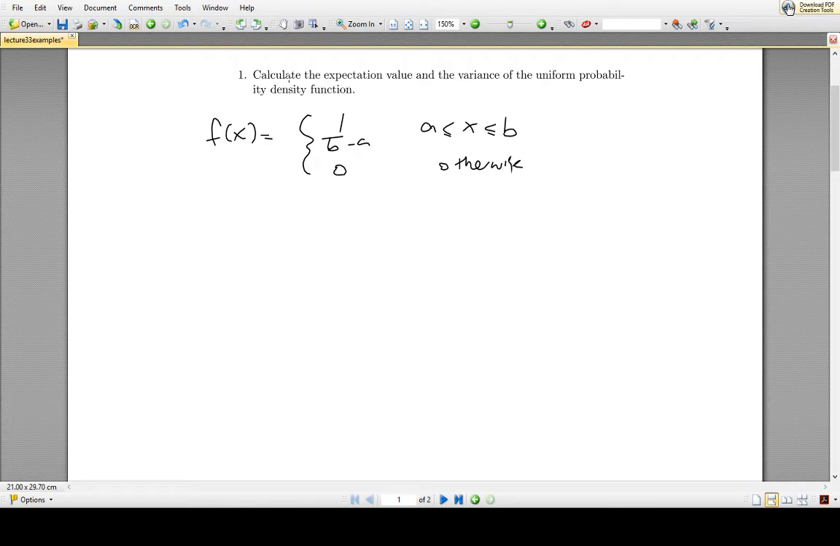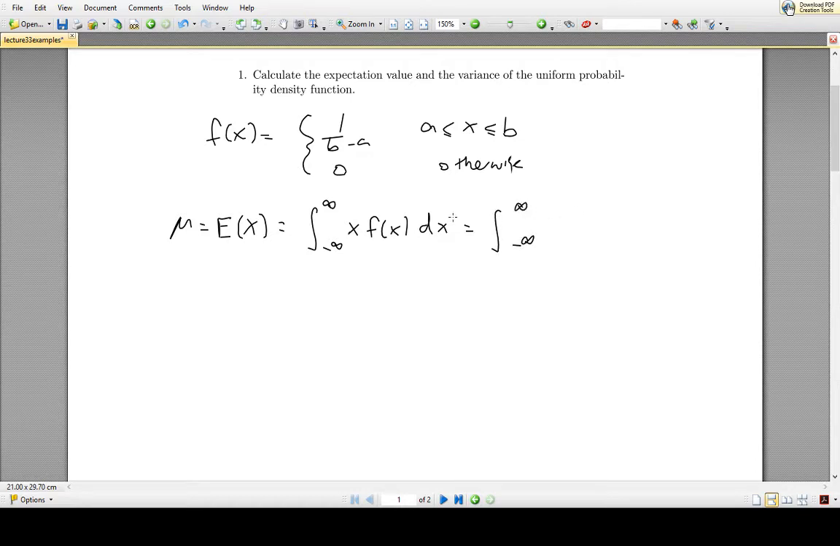What we would like to do is calculate the expectation value and the variance of the uniform probability density function. The expectation value is sometimes denoted by mu, or it could be E of x. The way to calculate that for any probability density function is to integrate from negative infinity to infinity, so to consider all possible values of the continuous random variable, and take x and multiply it by our probability density function.